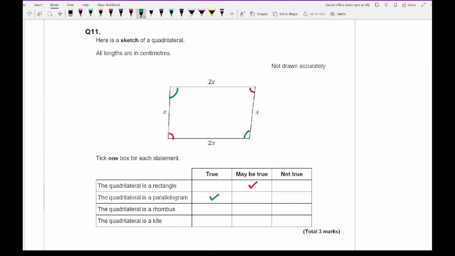And then is it a rhombus? Again, that's not going to be true because you need all sides to be the same. And is it a kite? Again, not true because the adjacent sides of a kite need to be the same.